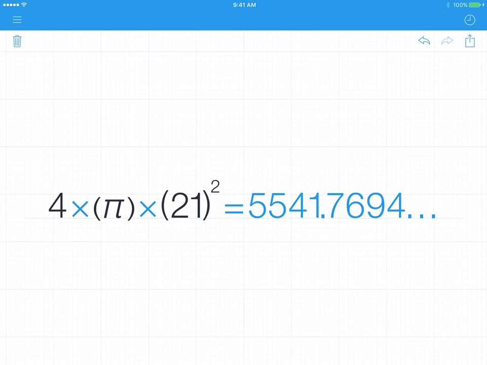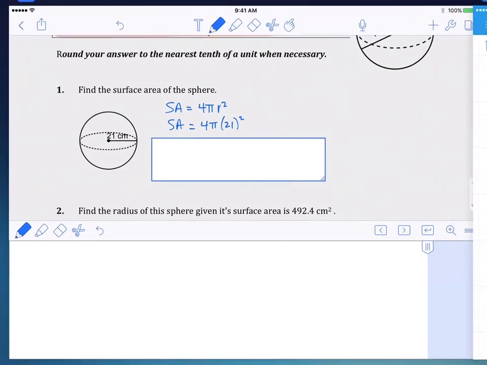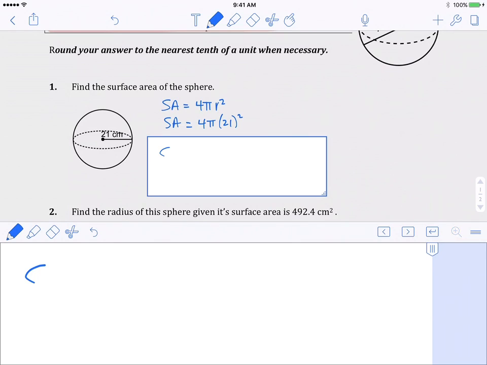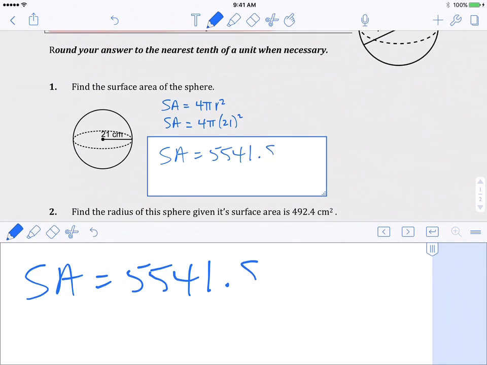5,541.77, or would you say 5,541.8. So we have a surface area equal 5541.8, and it's squared centimeters.